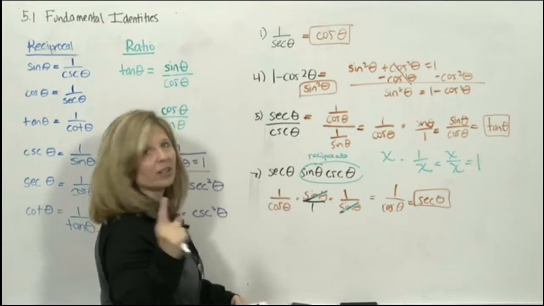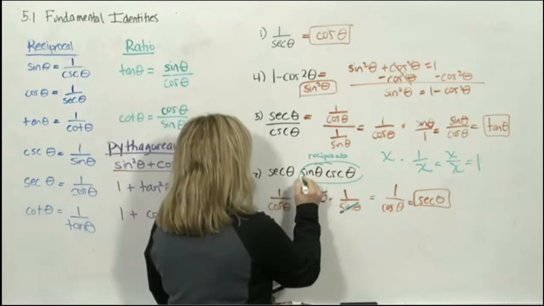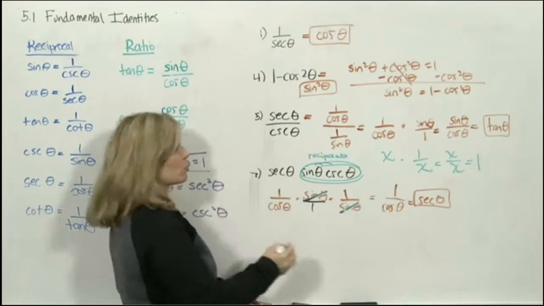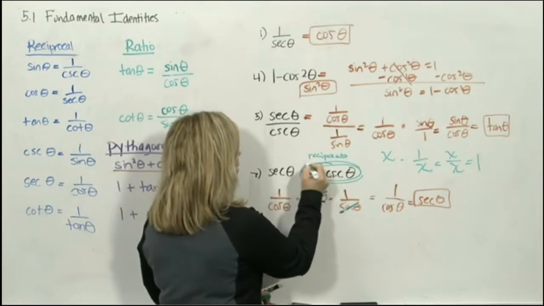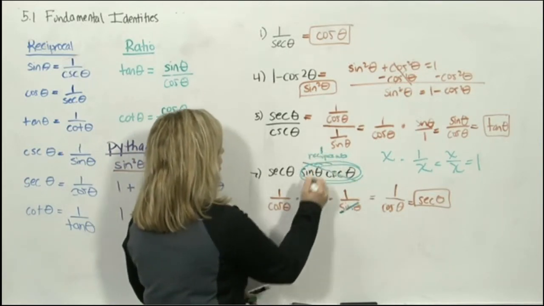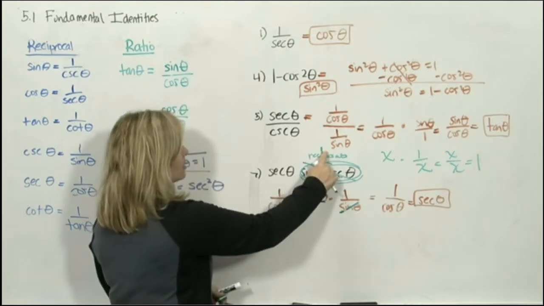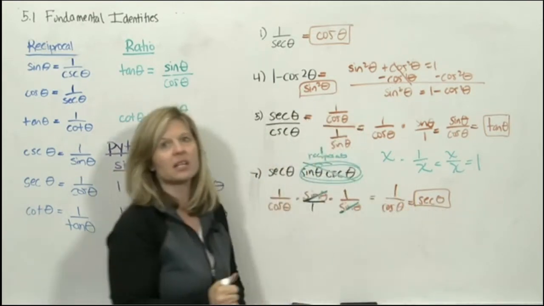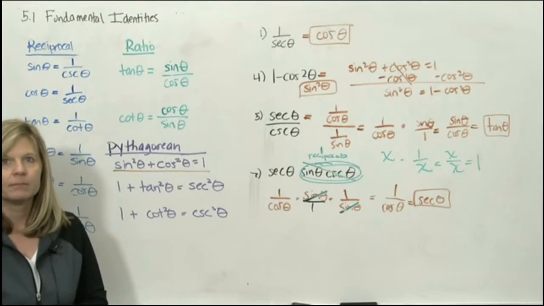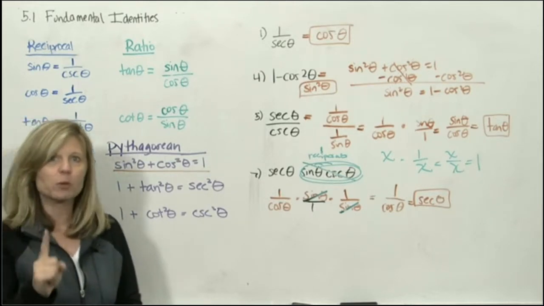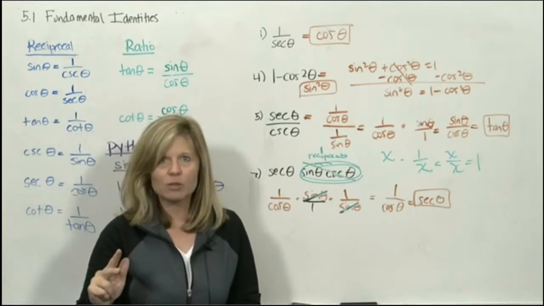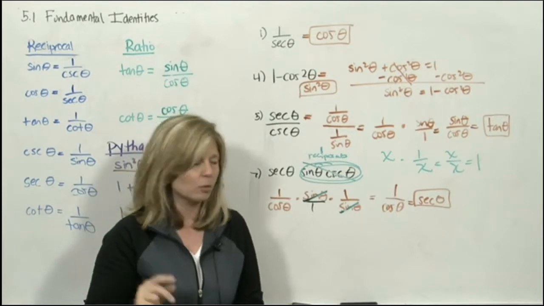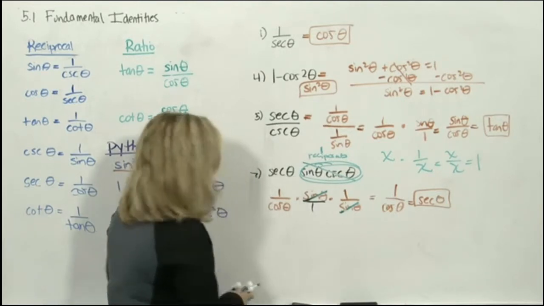So I am perfectly okay with you circling this and saying, yo, Ms. Black, those are reciprocals. When I multiply reciprocals, that gives me a 1. And secant theta times 1 would just be the secant theta. Now remember, that only works if you multiply reciprocals. If you're adding reciprocals, they don't cancel out. It's only when you multiply. All right, so far so good.